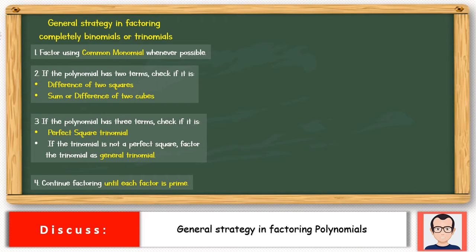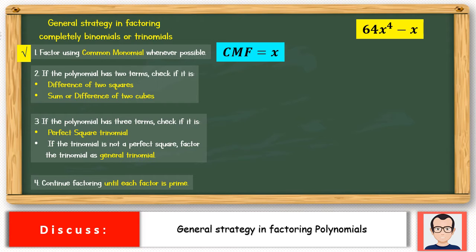For our first example, let's try 64x to the fourth minus x. We first check if they have a common factor. In this case, the common factor of the two terms is x. We apply the rules in factoring common monomial factor, and that is to divide the common terms with the given. Doing so, our answer is x times 64x cubed minus 1.